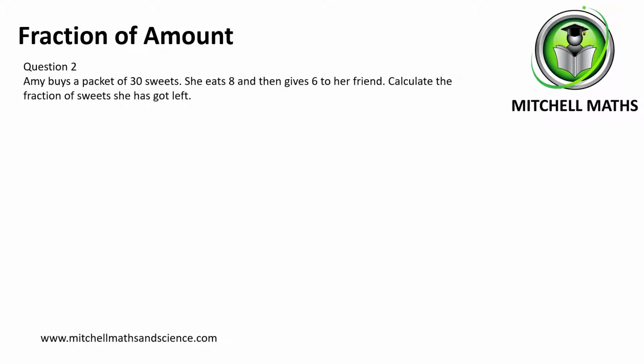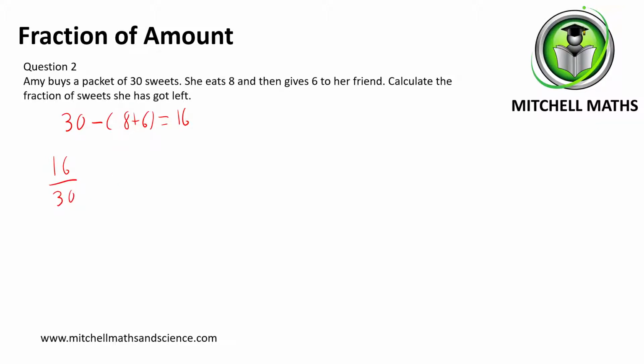Well, first, in order to work out the fraction that she's got left, we need to work out how many sweets she has left. We're going to do 30 take away 8 plus 6, because she's eaten 8 and gave 6 away. So 8 plus 6 is 14. 30 take away 14 is 16. Therefore, she's got 16 out of 30 sweets left.